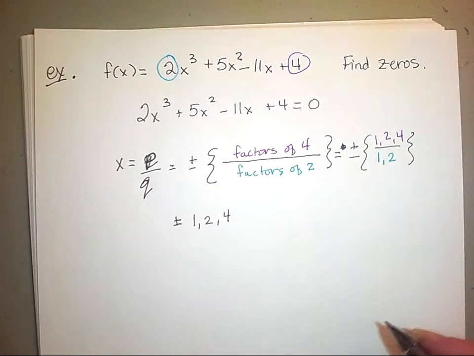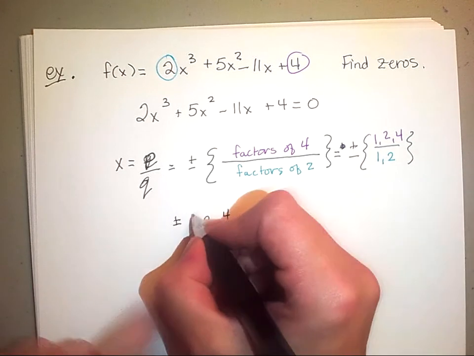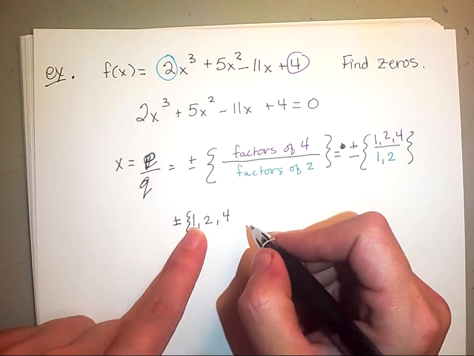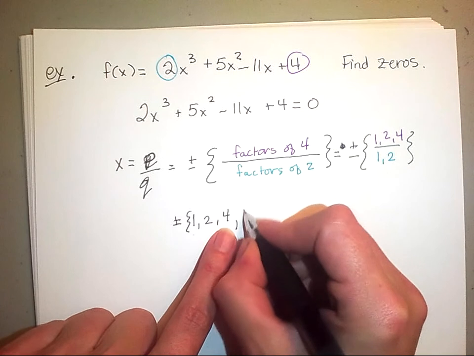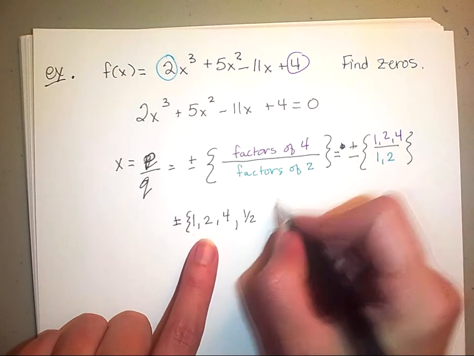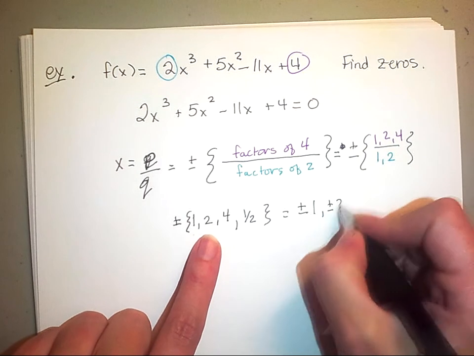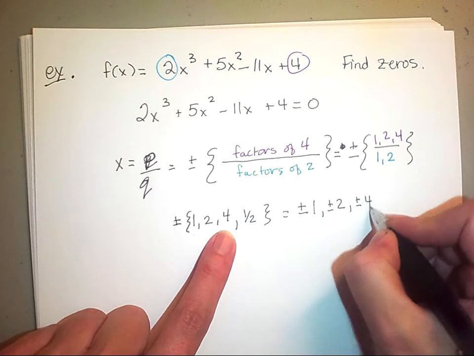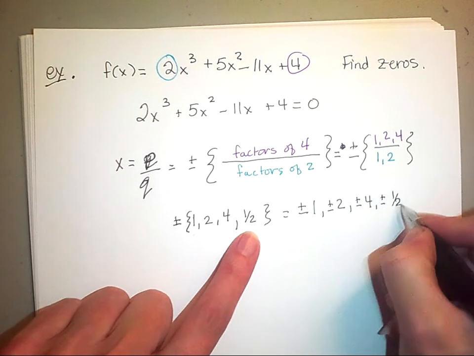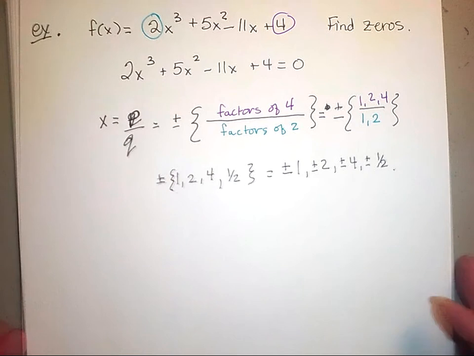Oops, now I can't write it like this. I have to put the set notation if I'm going to do that, or I have to put the plus or minus in front of everything. 1/2, 2 over 1 is 1, and 4 over 2 is 2. Okay, so plus or minus 1, plus or minus 2, plus or minus 4, plus or minus 1/2. Okay, I really don't have an idea where this one falls, so let's just start with the easy one.